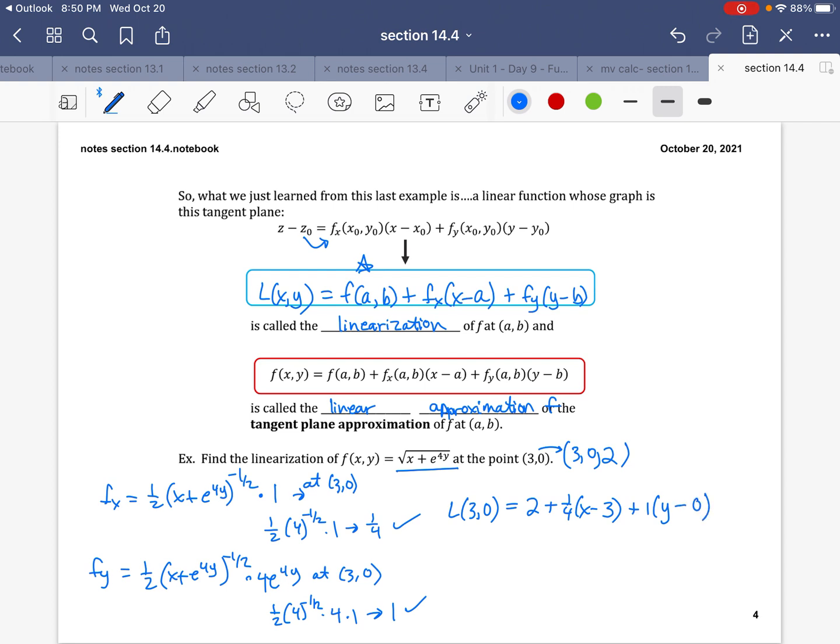0. All right, and so we clean that up. We will get 1/4 x plus y plus 5/4 when you clean that all up. So that's your linearization at 3, 0.